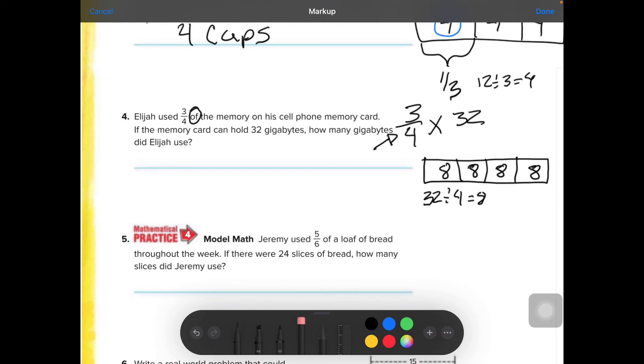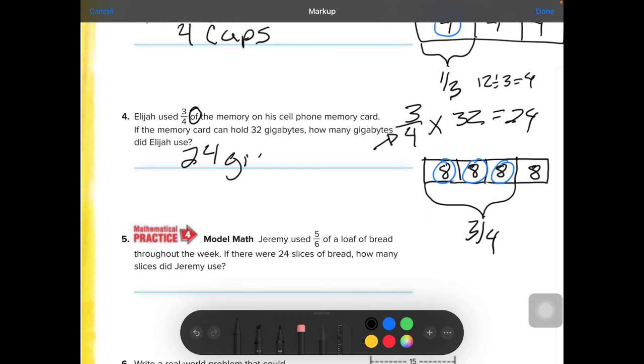So there's going to be 8 in each of these. And they're wanting to know 3/4 of them. So I kind of wrote my equation in the wrong spot, so I'm going to move that equation right there so that I can do the cute little connecting piece. So the 3/4, that's 3 out of the 4. So I'm going to add 8 and 8 and 8. That's going to be 24. So 24 gigabytes.